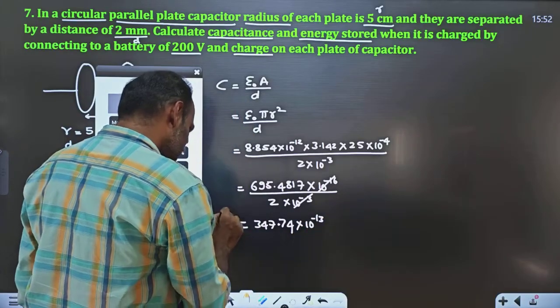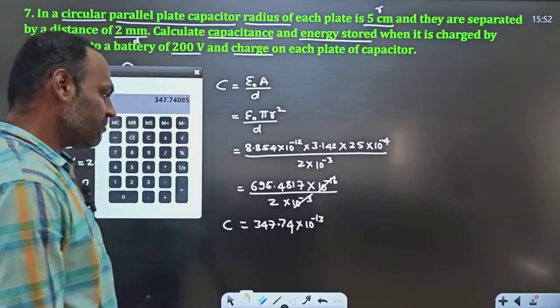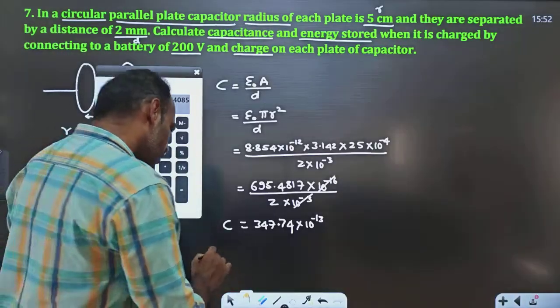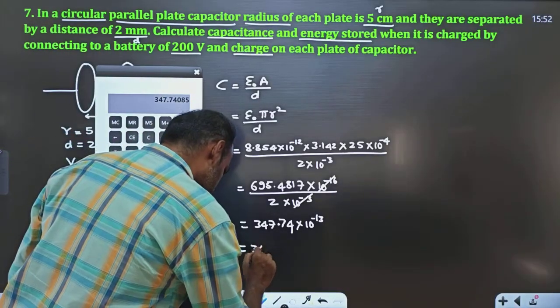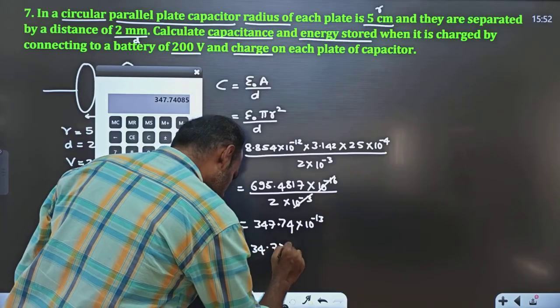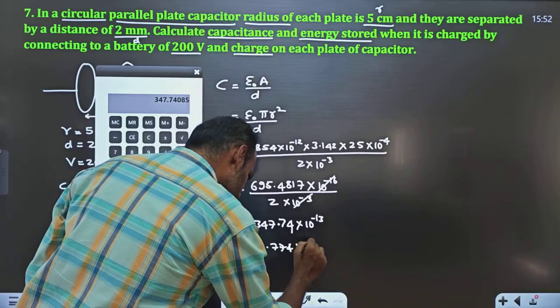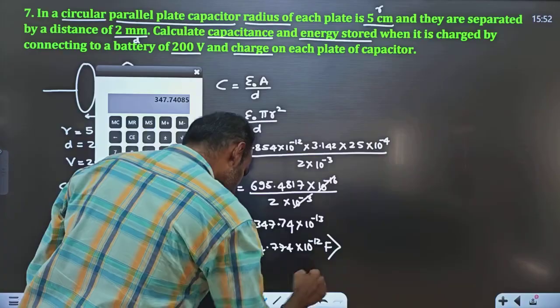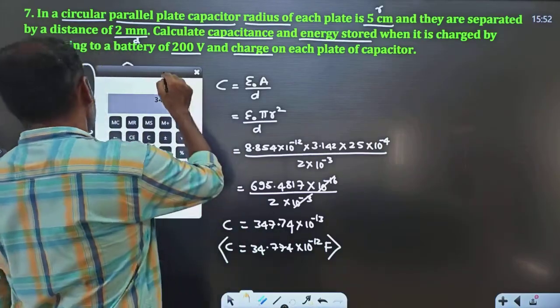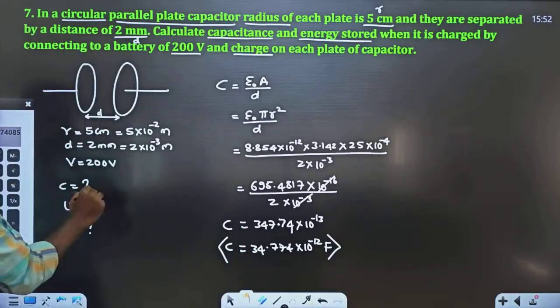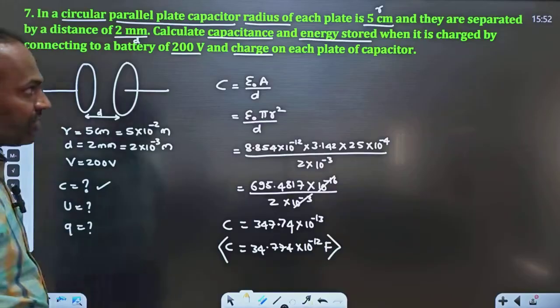Okay. So capacitance is 347.74 into 10 to the power minus 13, or I can simply write it as 34.774 into 10 to the power minus 12 farad. This much I can write. So I got the first value, that is capacitance. We know this now. Next, energy.